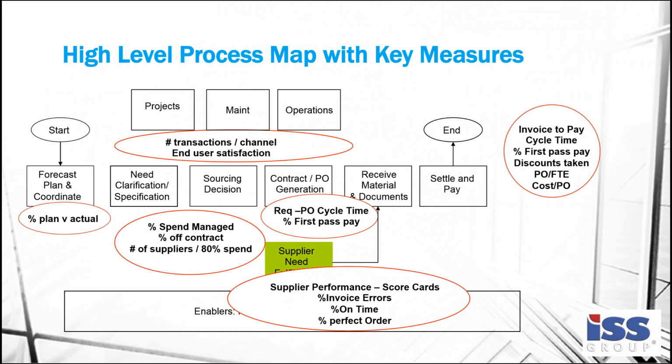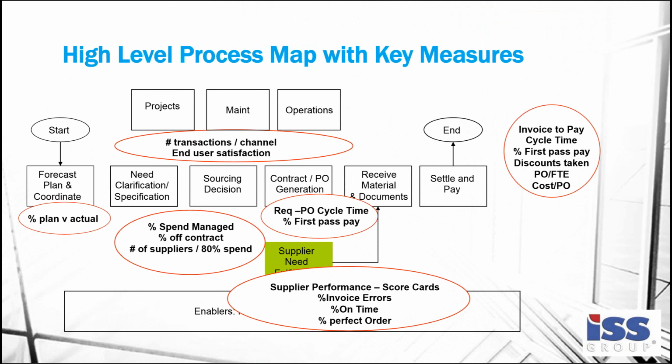Let's talk about some of the diagnostic measures deeper in the process, such as supplier performance scorecards. How are each of your suppliers performing on percent invoice errors, percent on time, percent perfect order? How many actually supply what is being asked of them in the time that's required? Best in class is around maybe 80%, maybe 85%, but most companies, again, are in the 30 or 40% area. Why?